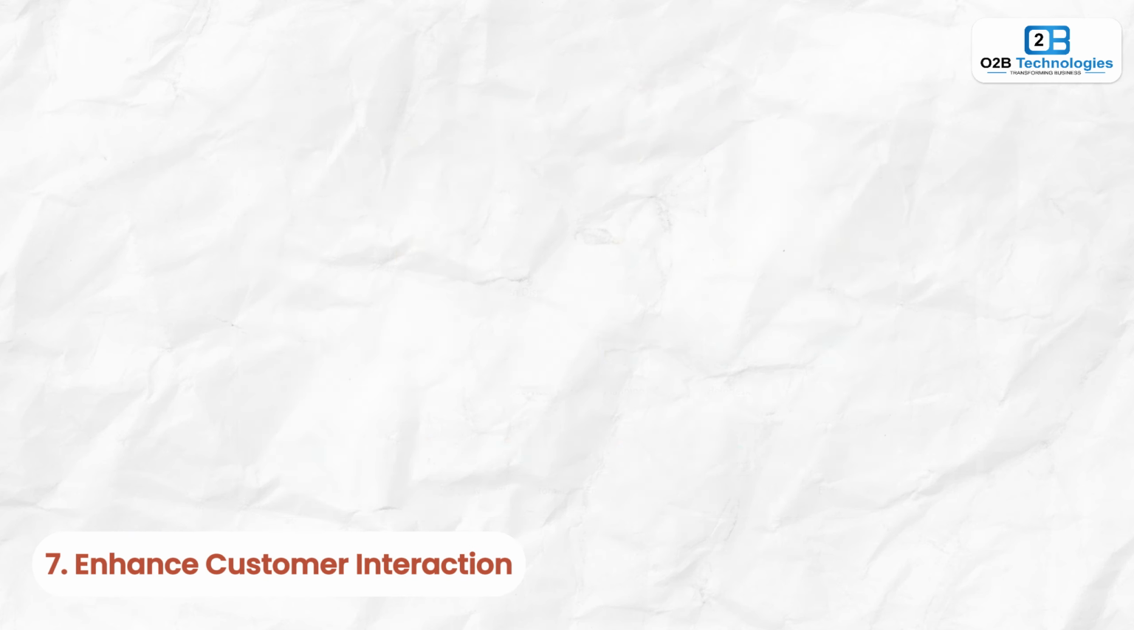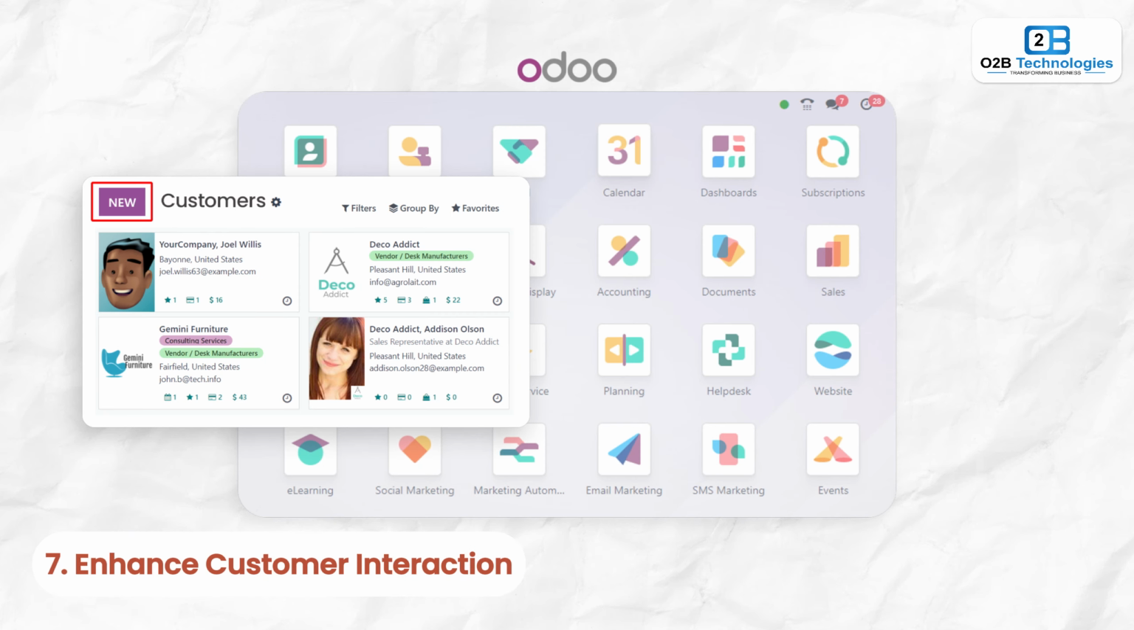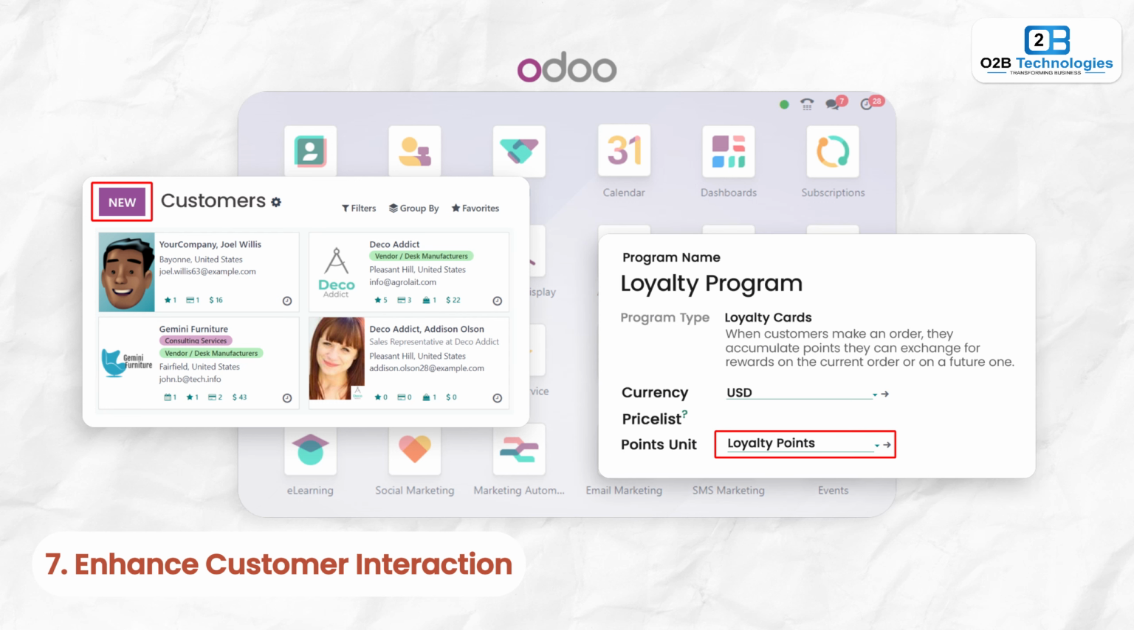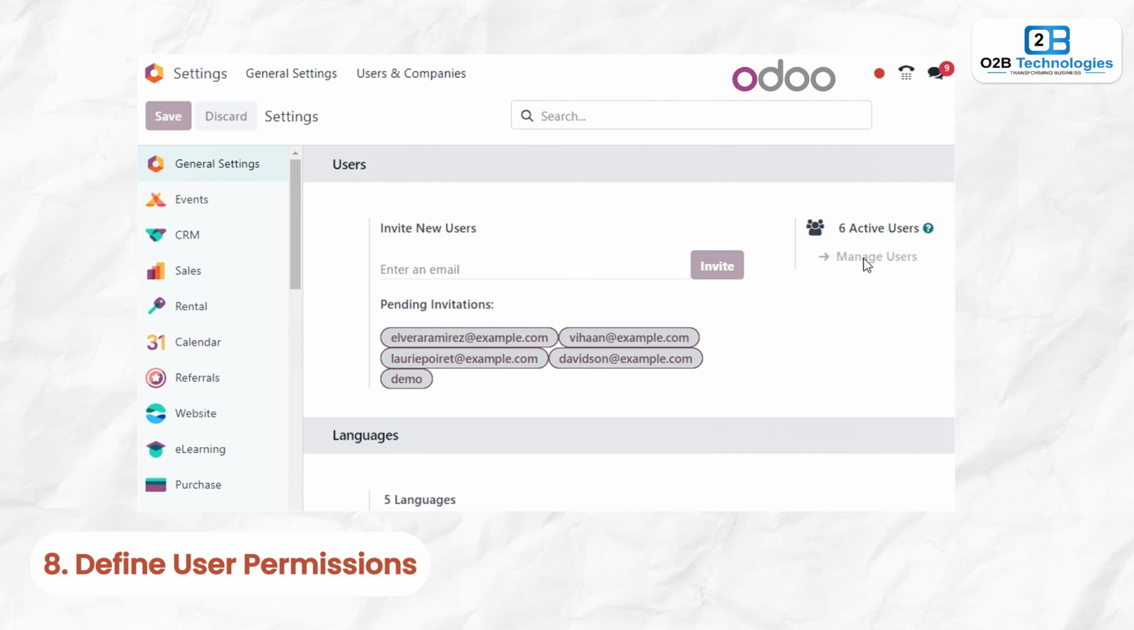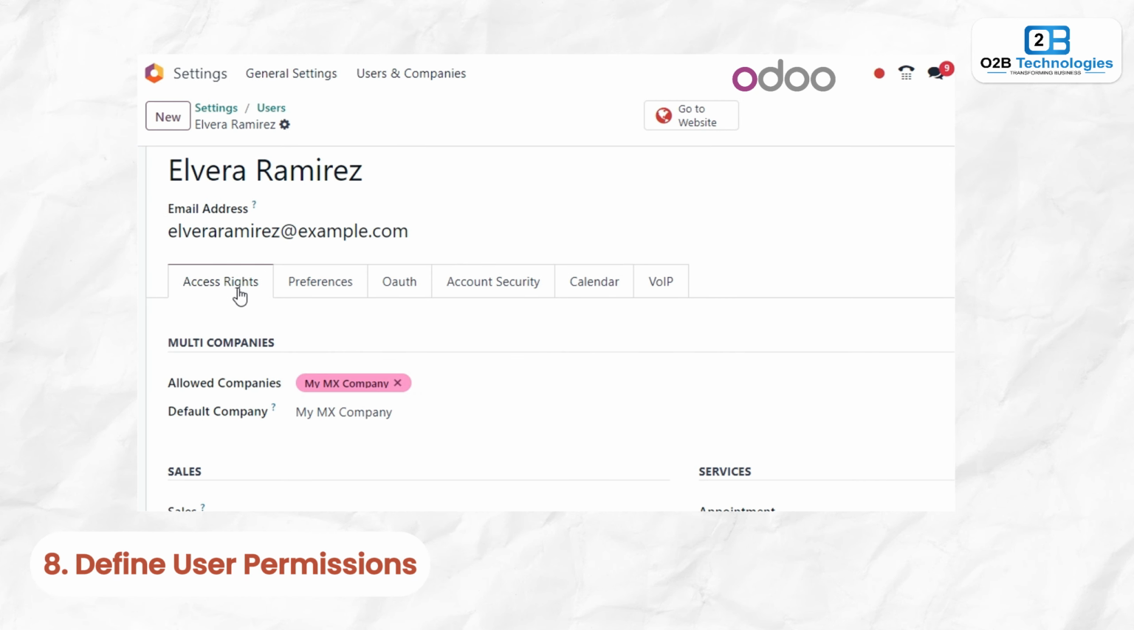Step seventh, enhance customer interaction. Implement workflows for creating customer profiles, applying loyalty points, and handling returns to boost customer satisfaction. Step eighth, define user permissions. Set up user roles and permissions to ensure only authorized personnel can perform specific actions, such as refunds.